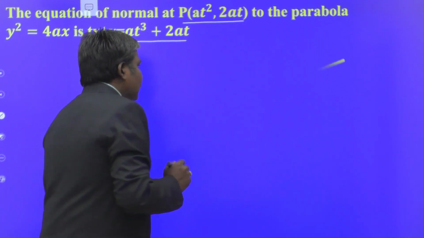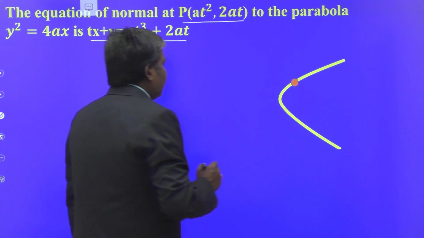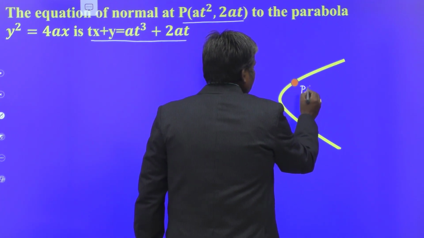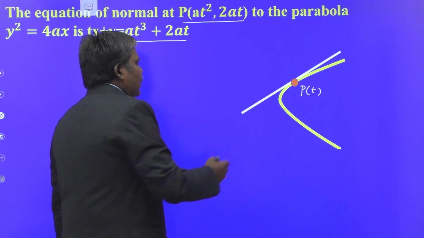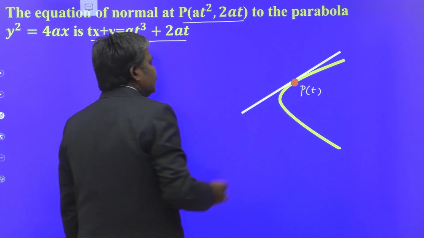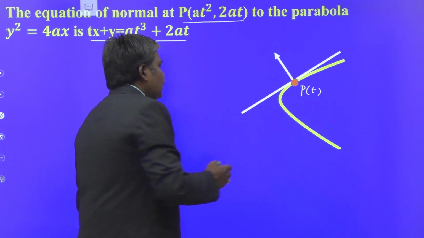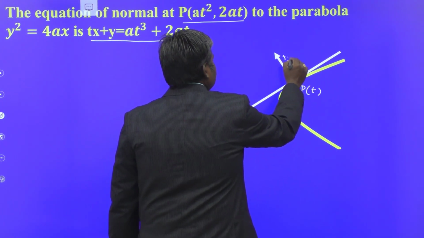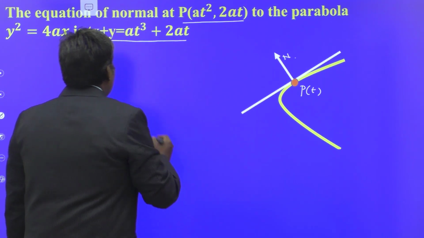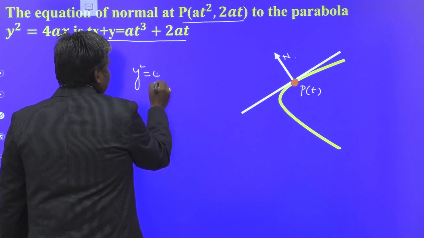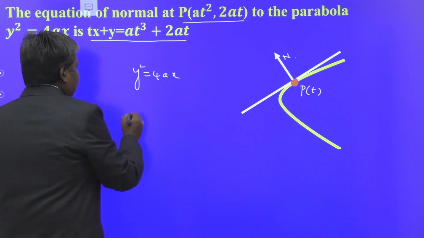So let us see the diagram. This is the parabola. This is the point on the parabola P(at square, 2at). This is my point P of t. Draw the tangent at that point. This is the tangent. If you draw a line passing through this point and perpendicular to this tangent, it is called what? Normal at that point to the curve. This is the normal at P of t to the parabola. We have to find out the equation of normal at P of t to the parabola. In the same manner, we have y square is equal to 4ax. Differentiate with respect to x to get the slope of tangent at P.